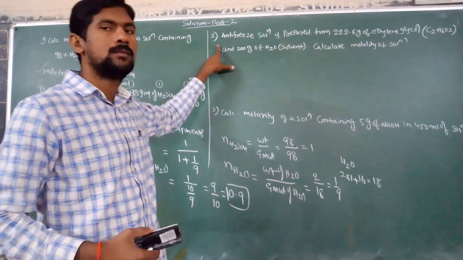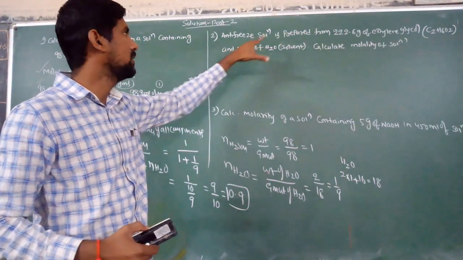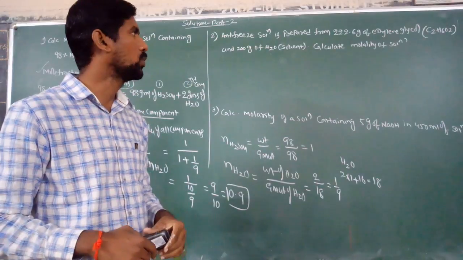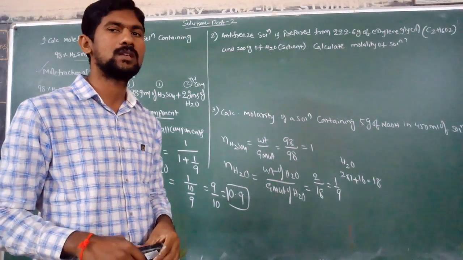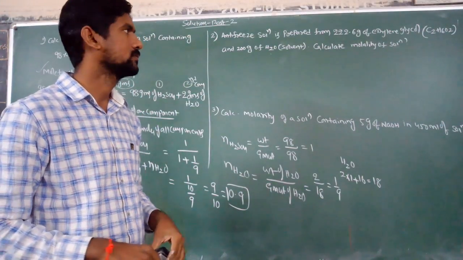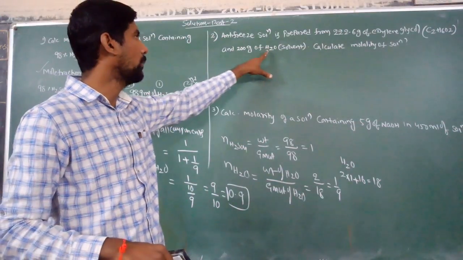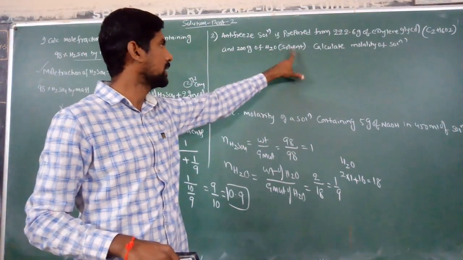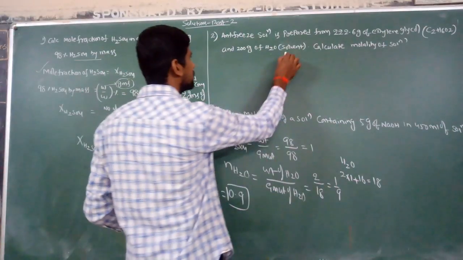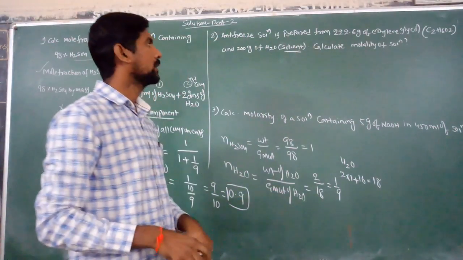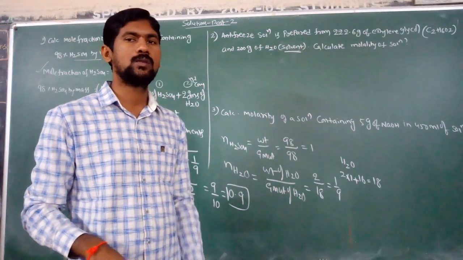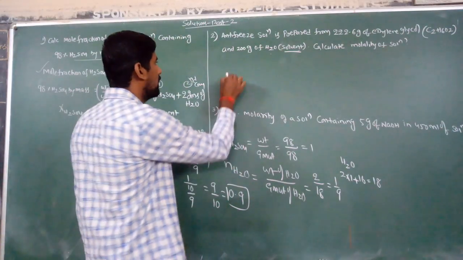Coming to the second problem, an antifreeze solution is prepared from 222.6 grams of ethylene glycol and 200 grams of water. In the brackets it is mentioned as solvent. Calculate the molality of the solution. You know the formula of molality.